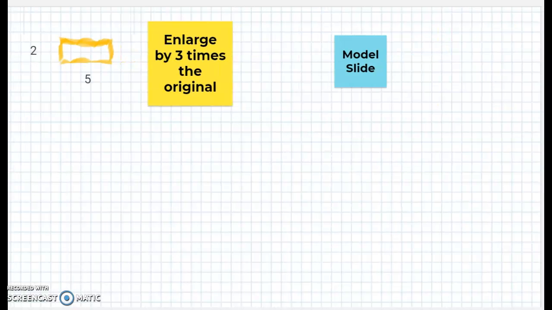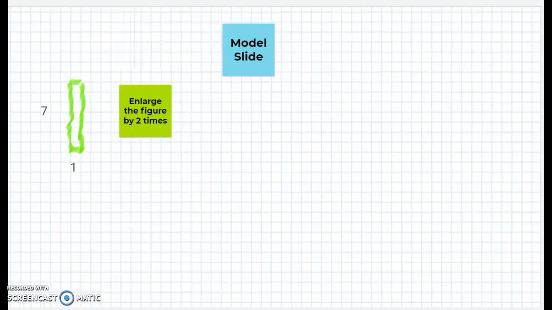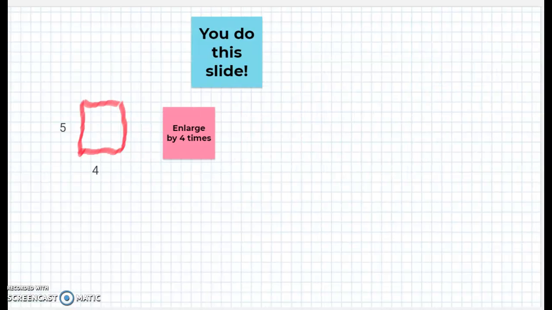The first couple slides are model slides, which means we're going to work on those together as a class. The ones that say you do this slide, those are the ones that you have to do.